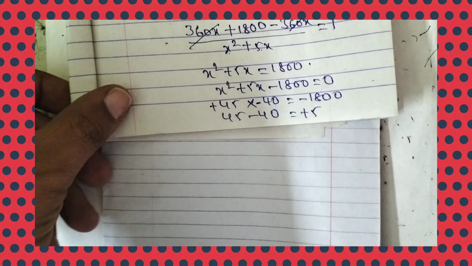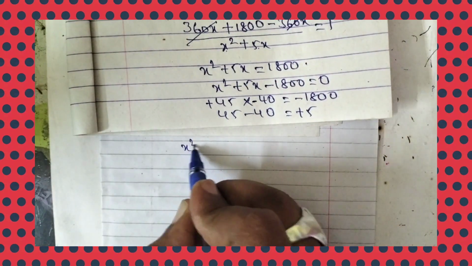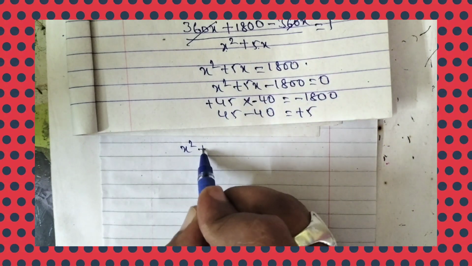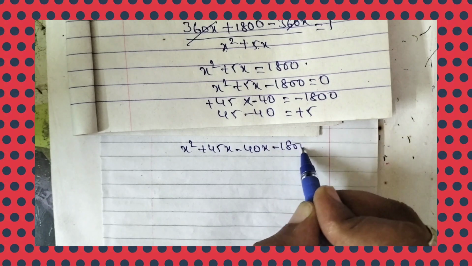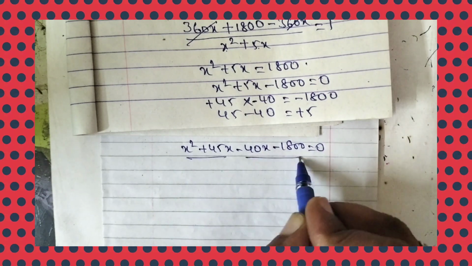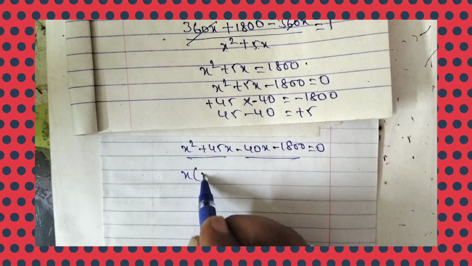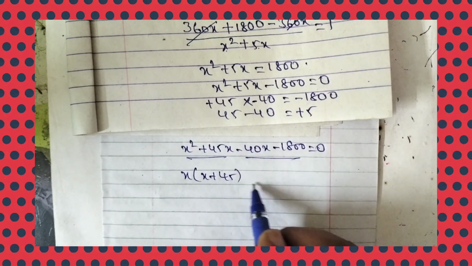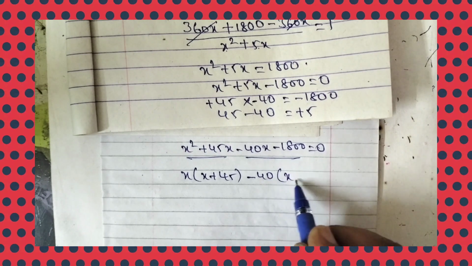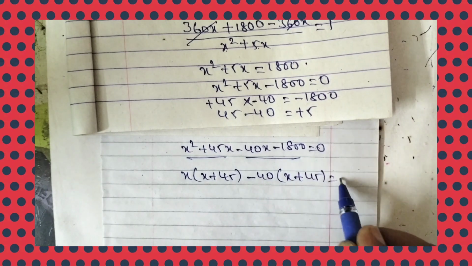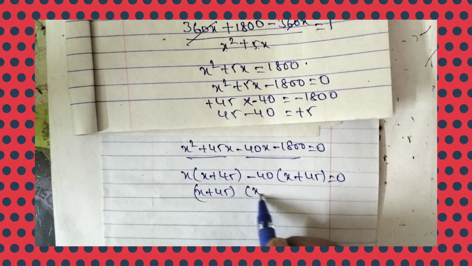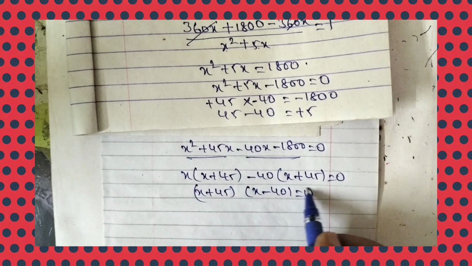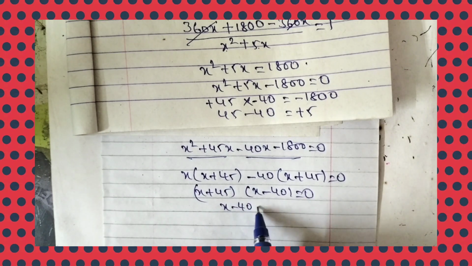So if I factorize this one, I will get X square, then 5X can be written as plus 45X minus 40X minus 1800, which is equal to 0. These two one group and these two one group. So X is common, remaining is X plus 45, minus 40 common, remaining is X plus 45, which is equal to 0. Common X plus 45, remaining X minus 40, which is equal to 0. So X minus 40 is equal to 0, X is equal to 40.